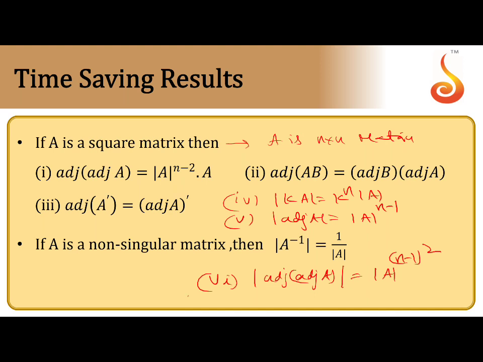So I hope you know. And one more property: adjoint of kA is k power n minus 1 into adjoint A. And det of A inverse is 1 by det A, another standard property. I hope you understand these properties, you can memorize them, and the extra properties are already given here. Det of kA is k power n det A. Det of adjoint A is det A whole power n minus 1. So det of adjoint of adjoint A is det A whole power n minus 1 whole square. Adjoint of kA is k power n minus 1 into adjoint of A. These extra properties you can note down. I hope this is clear.